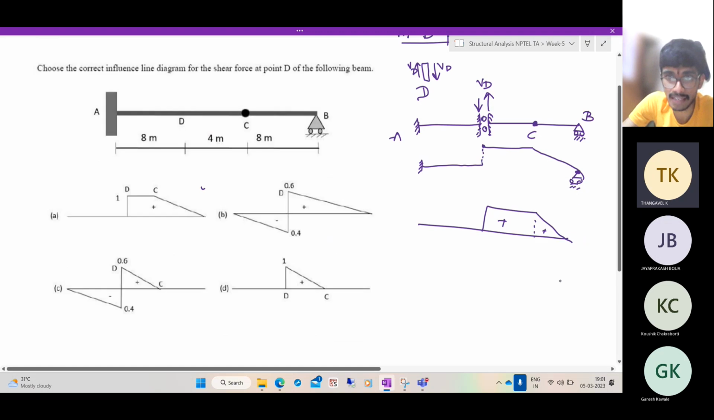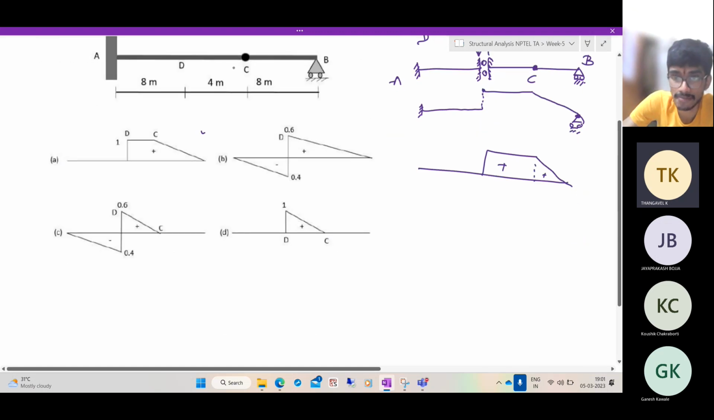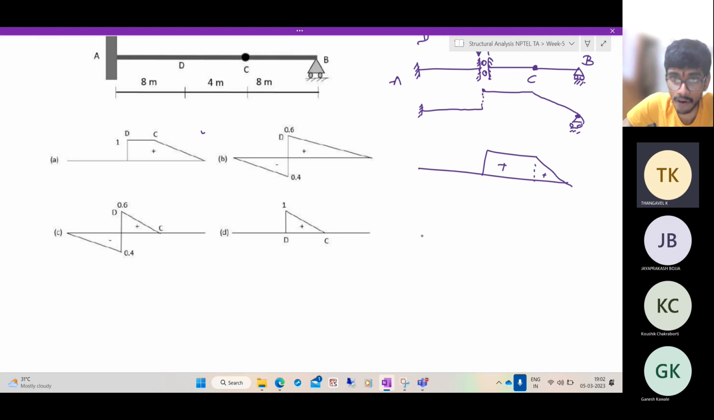Let us also verify by the other method. How to do it? Simple. As usual, let us apply a point load to the left side of the point D. What we are interested in is VD. VD is equal to, on the left side we have moments and so many other things, so let us look at the right side of the beam. So VD is equal to RB.